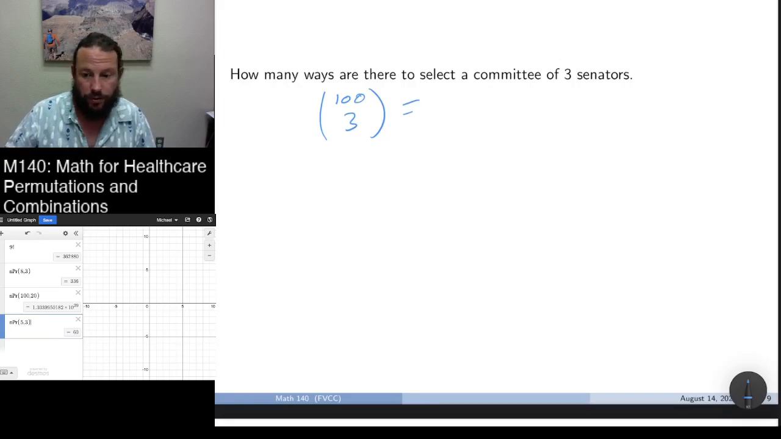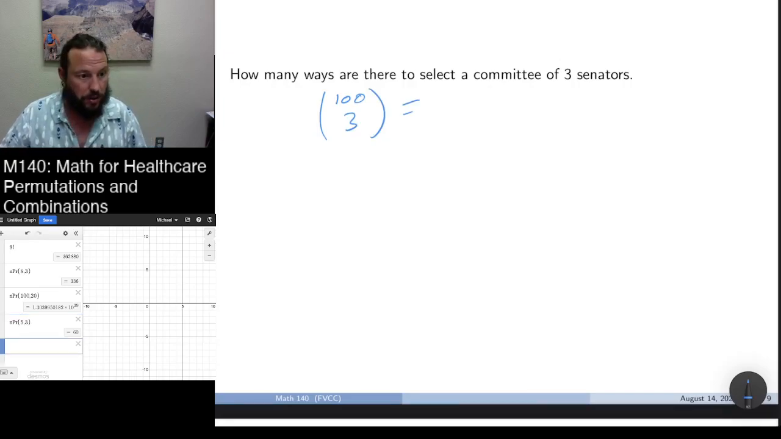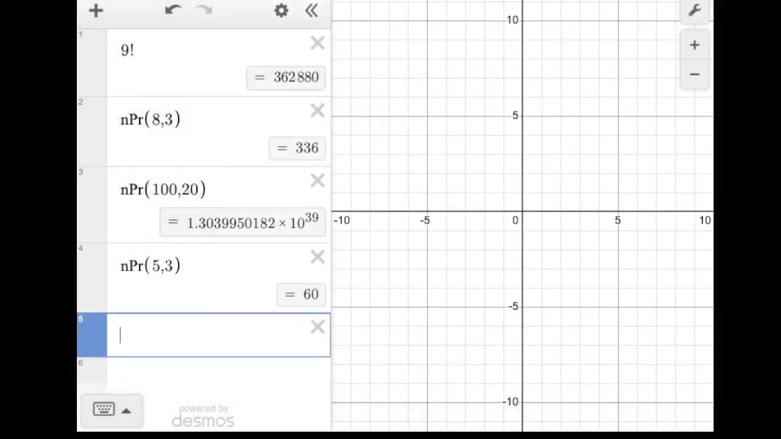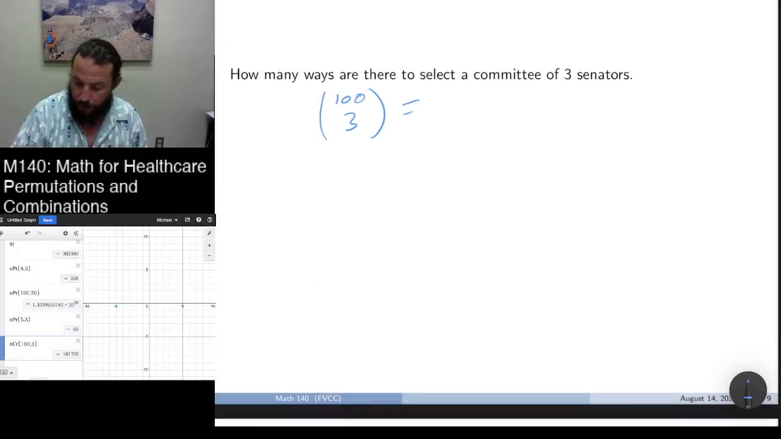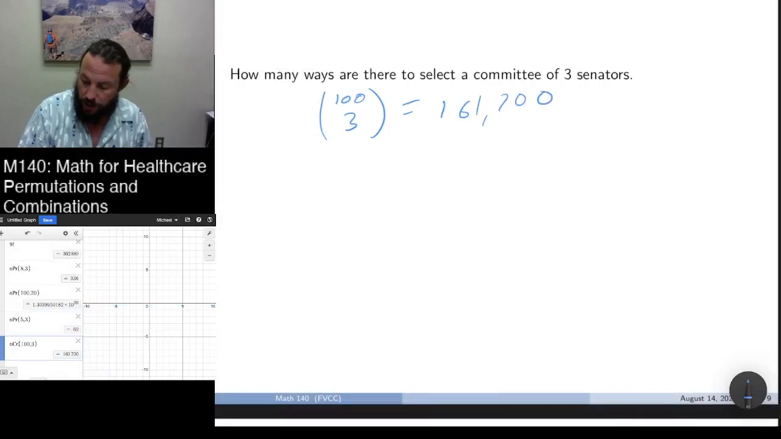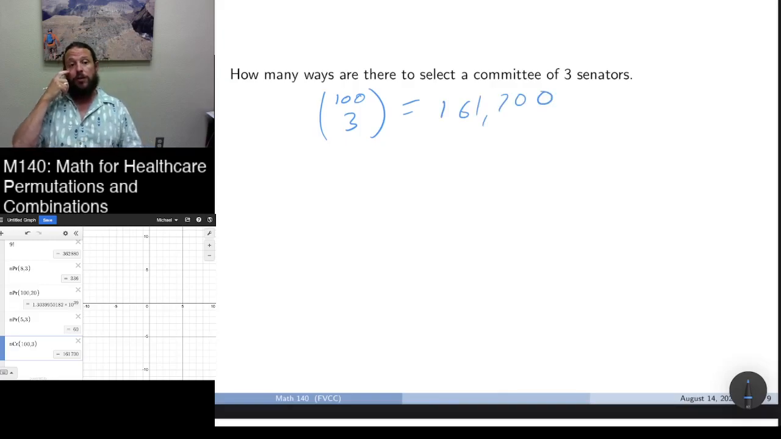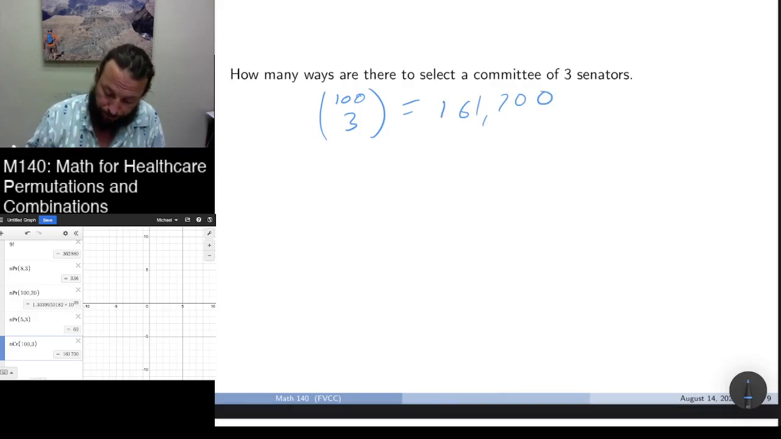So you could see me plug this in, I guess. Very similar to permutations. I want to know what 100 choose 3 is. Turns out that's about 162,000. Right? What I said is 161,700. That's how many committees of 3 senators from 100 there is.